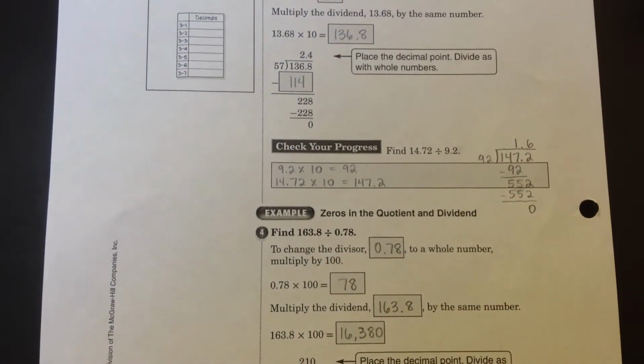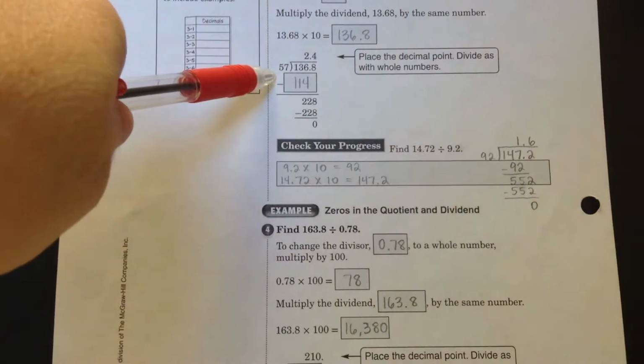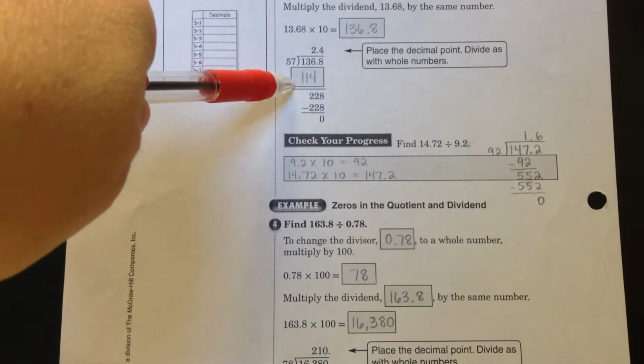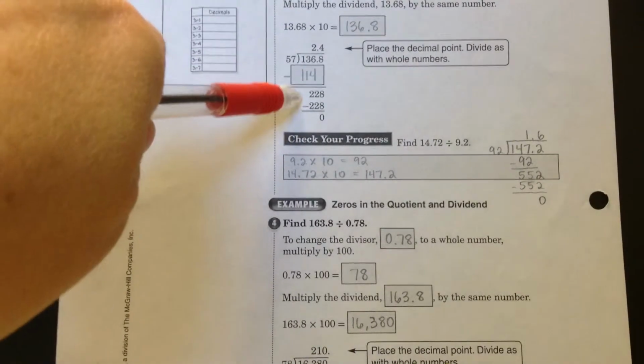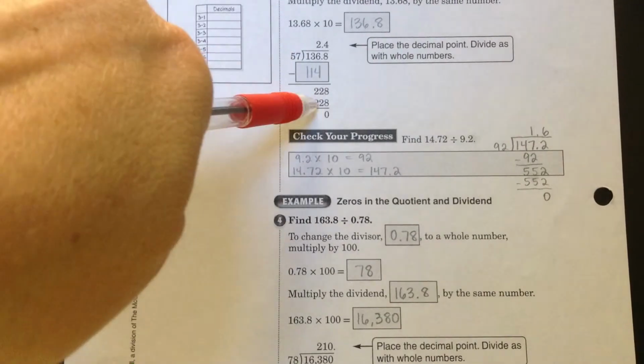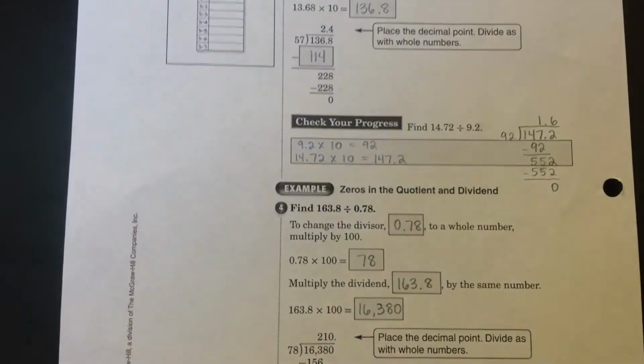So you're going to divide 57 into 136.8. 57 will go into 136 2 times. 2 times 57 is 114. Subtract that, that comes to 22. You're going to bring the 8 down. 57 will go into 228 4 times. 4 times 57 is 228.